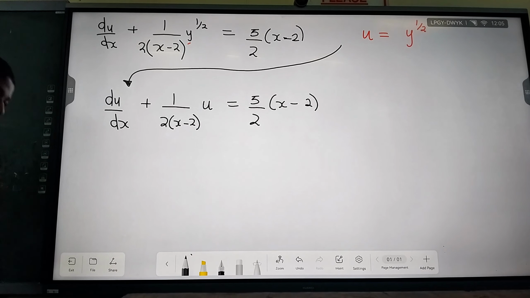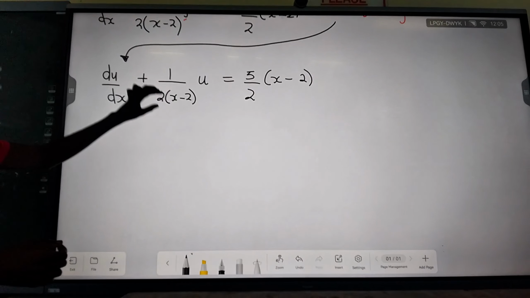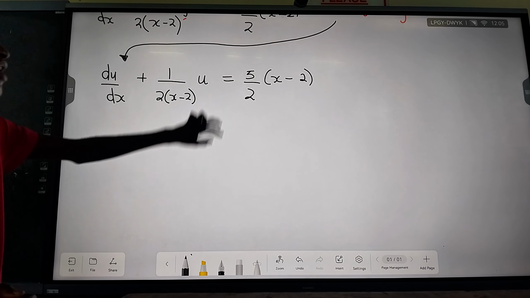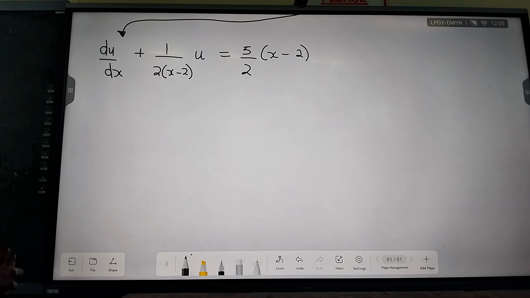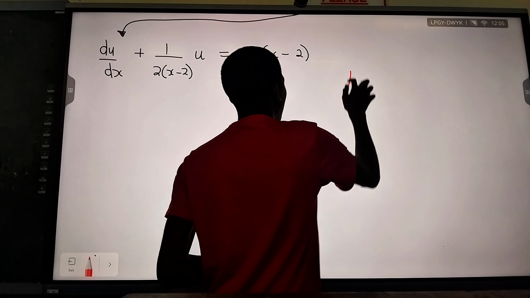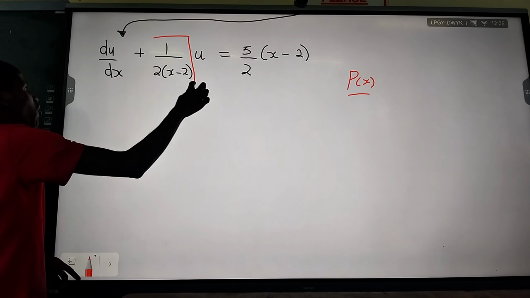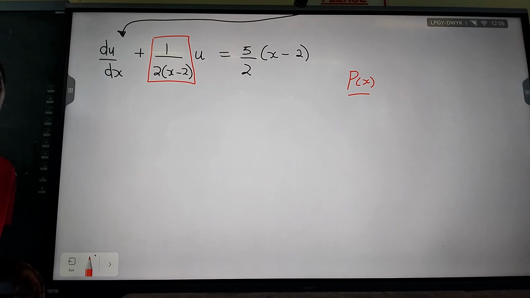It's a linear differential equation simply because we have du/dx plus 1 over 2(x minus 2) times u is equal to 5 over 2(x minus 2). So, what is the value of p(x)? It is 1 over 2(x minus 2).